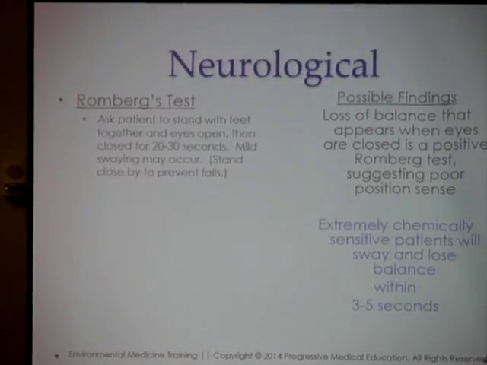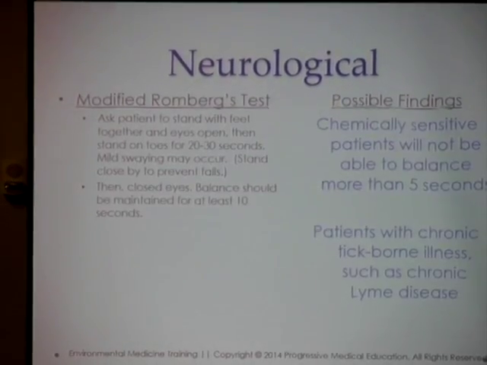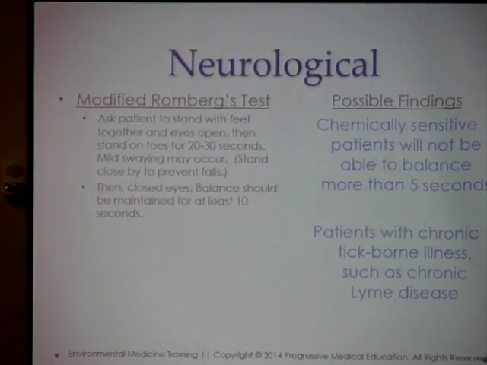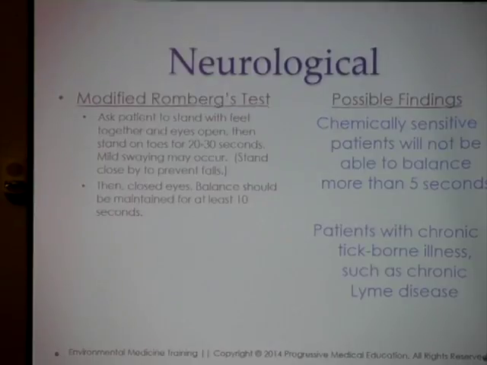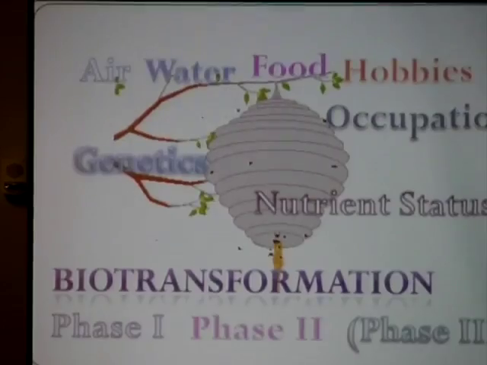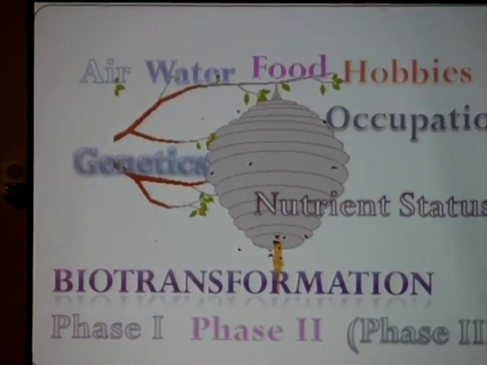There's a modified, I call it the modified Romberg's test, because that's the test that my mentor Walter Crinion used and Bill Ray uses in his office to evaluate a person's neurological function. And what that could be attributed to is patients with chemical sensitivities or other neurological issues that could be linked to like tick-borne illnesses, which I see a lot of.